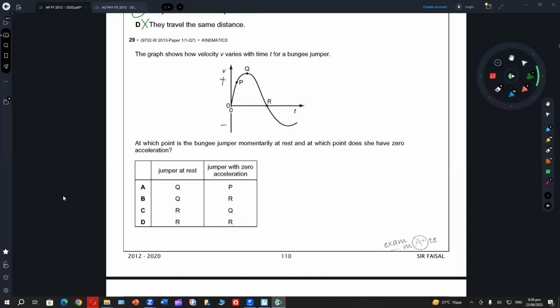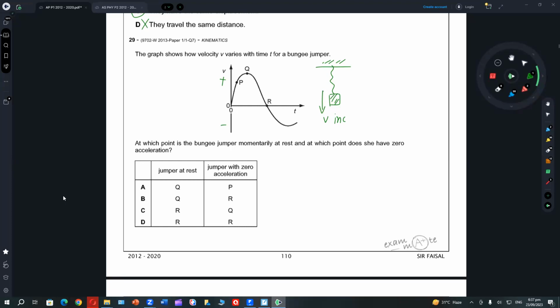So let's simulate the situation. This is our string and this is the person. Read the graph. Can you see the velocity initially increases? Yes, sir. So it's going down, velocity increases. It is the case when you are falling freely, nearly freely. The graph is not a straight line.